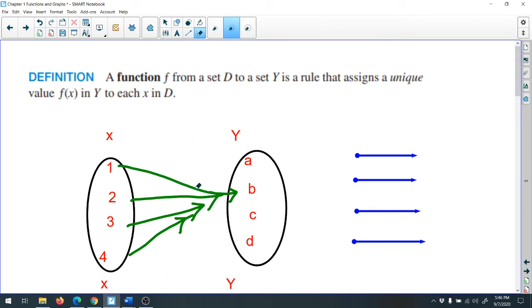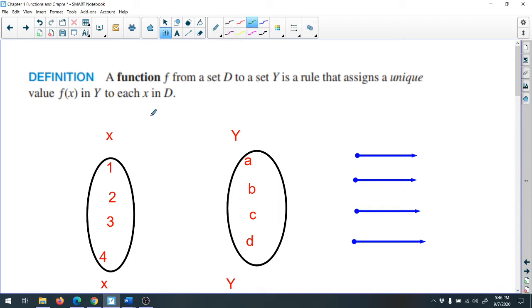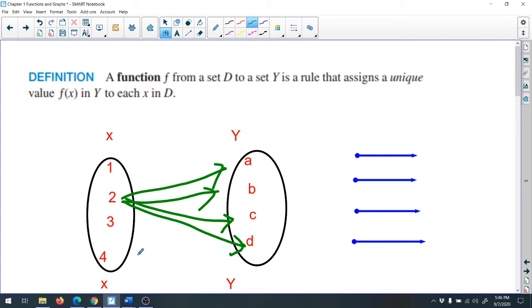But if they have the opposite case, like this, 2 goes to A, 2 goes to B, 2 goes to C, 2 goes to D, don't say this is a function. This is the opposite. 1, 3 and 4 didn't participate in the relationship, so it's not a function. Also, 2 participated more than once. It has no unique value, so this is not a function.